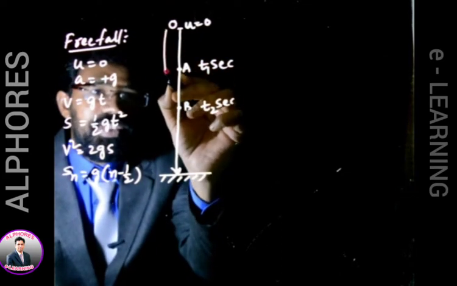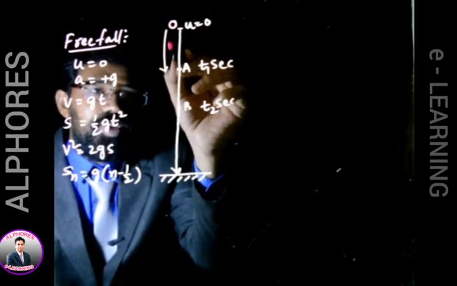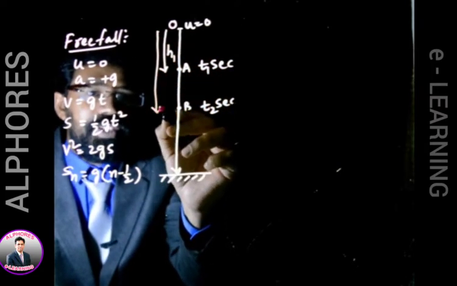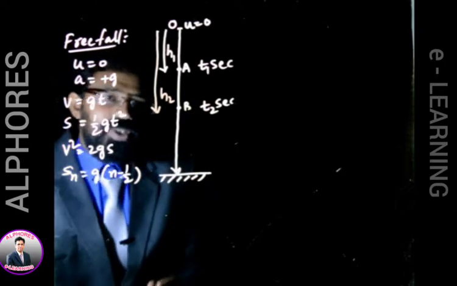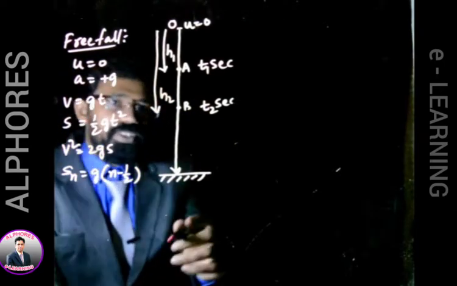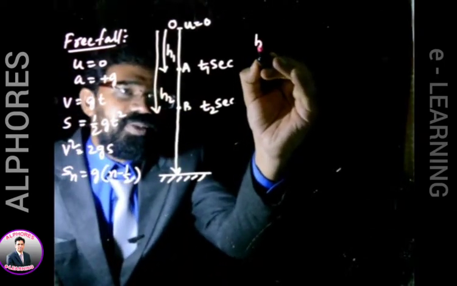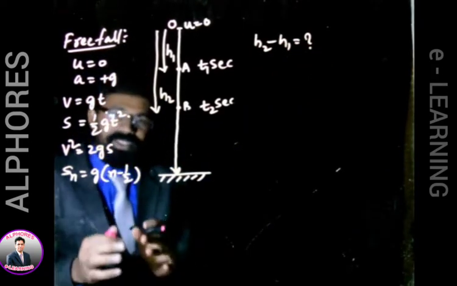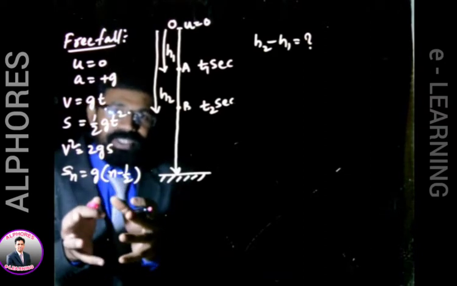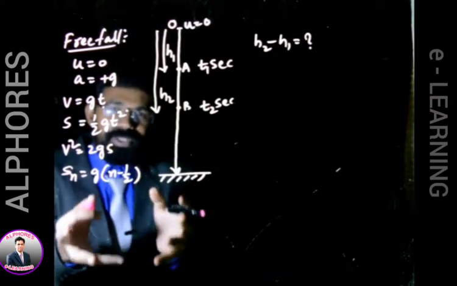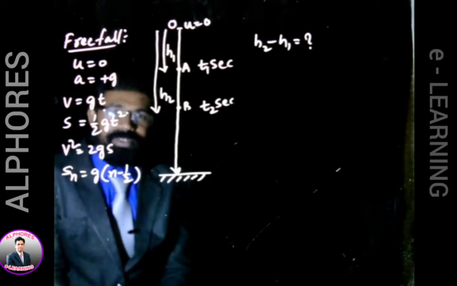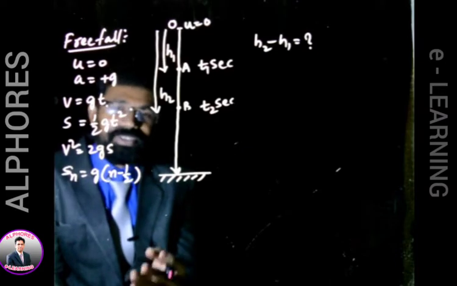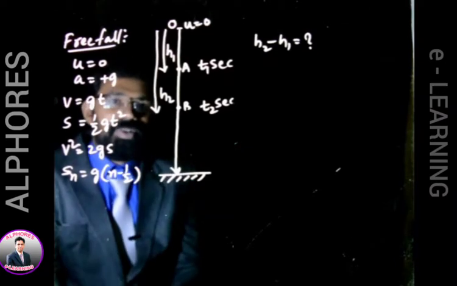Let me assume that the height of fall from O to A is h1, and the height of fall from O to B is h2. So what is the distance of separation between A and B? Obviously it is h2 minus h1, and this is what I am trying to find out. See here, I am making use of these kinematic equations to deal with different possible situations. This is like one question, and you may face this kind of question. So just try to follow what I am trying to find out.